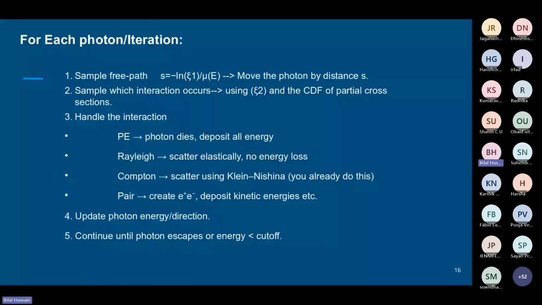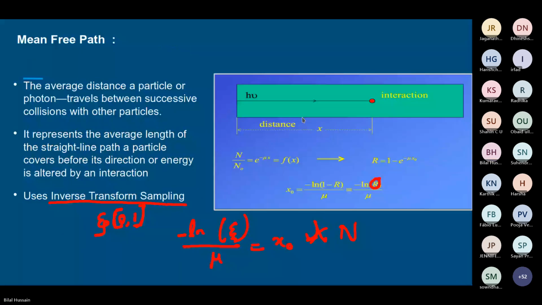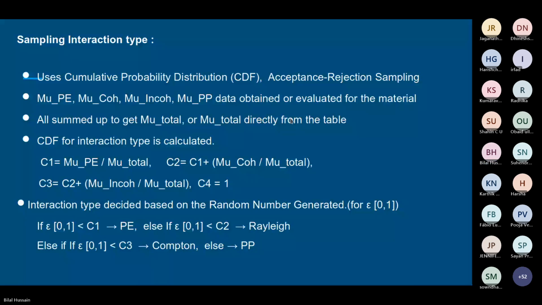We have to use another random number. This is the first random number we used here, and the second random number I'm using now. I'll use the cumulative distribution function, and I'll show you that also. For sampling the interaction type, we use the cumulative probability distribution, and I'll be using the acceptance rejection sampling method. In this example I'm using it here, but we can use any other method also.